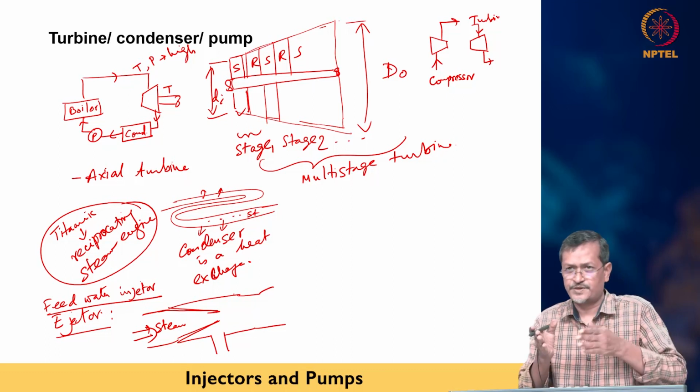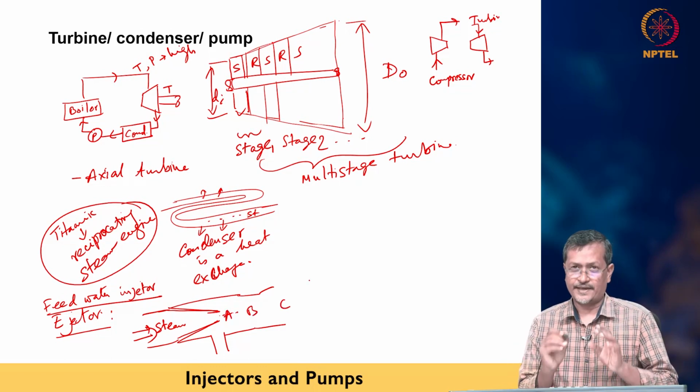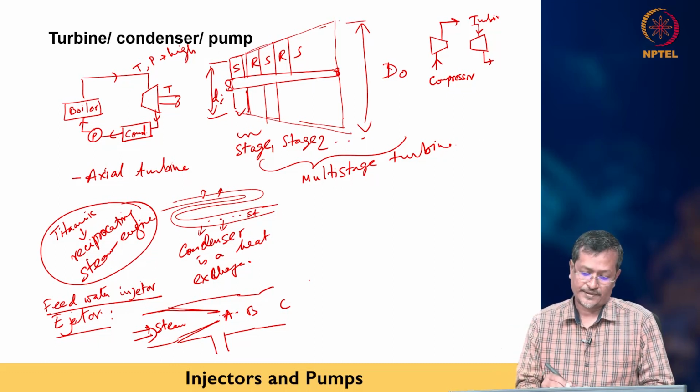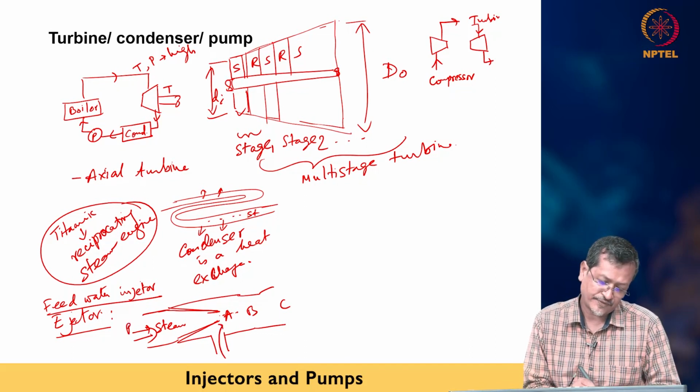So when steam is passing through the narrow channel, the velocity will be very high. At this location, maybe A, B, C, I just put names. Nearby A, velocity will be very high. When velocity is very high, pressure will be lower. So when low pressure is there, fluid will be sucked from this one. So this is primary fluid.